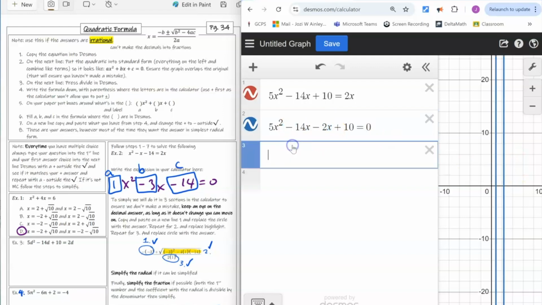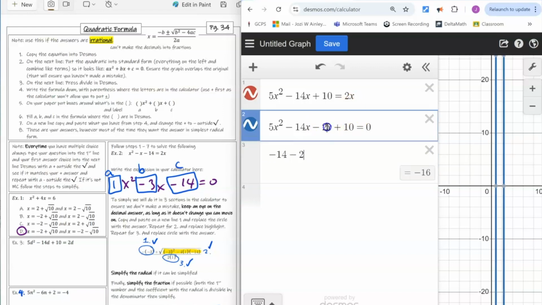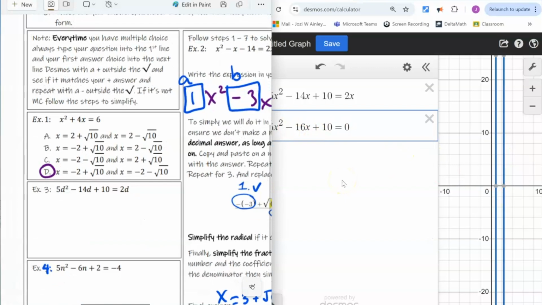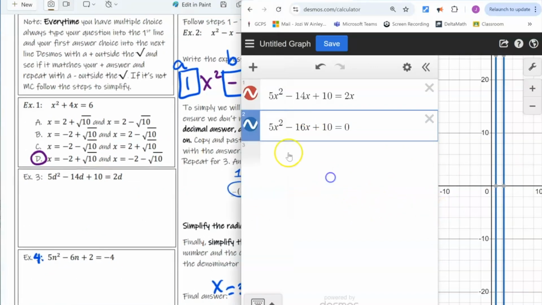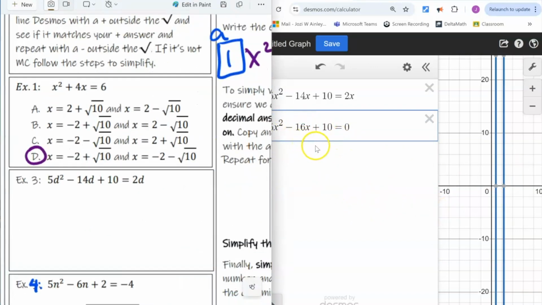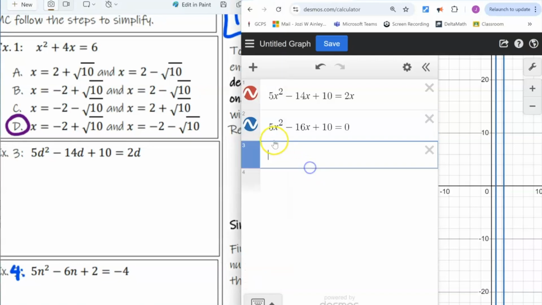So negative 14 and negative 2, negative 16x, so we're going to go ahead and put negative 16x here. Are we still okay? Yes, I'm still matching. So this is it in standard form. So we're going to write it down in standard form. And remember, when I write it on paper, I'm going to put my variables back the way they should be. So instead of writing an X, I'm going to write a D.